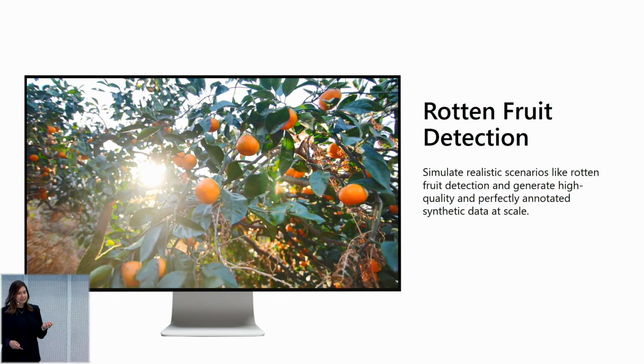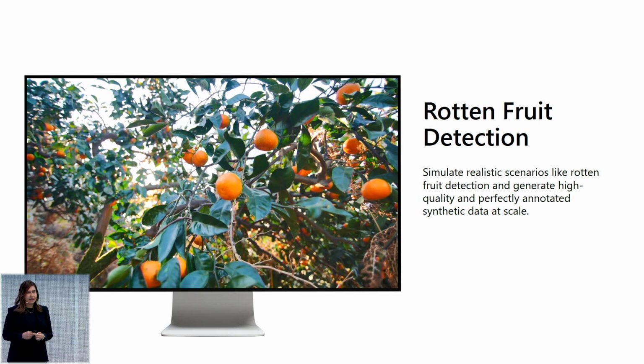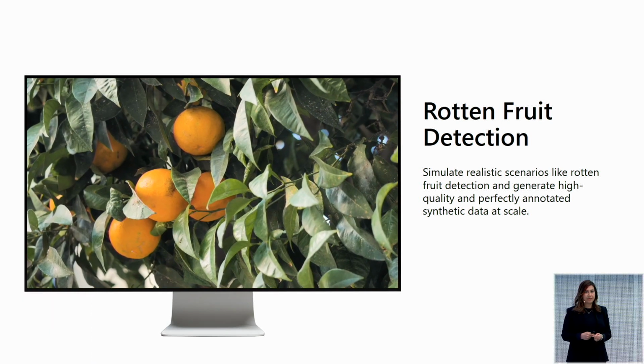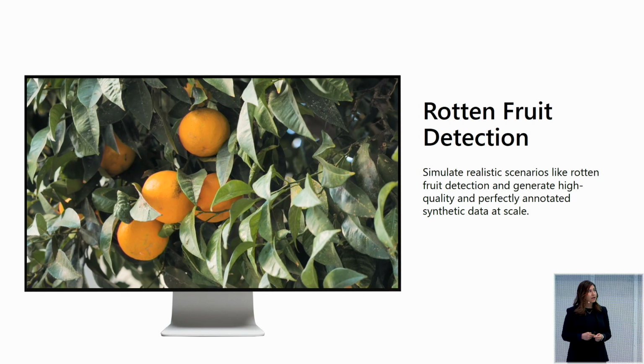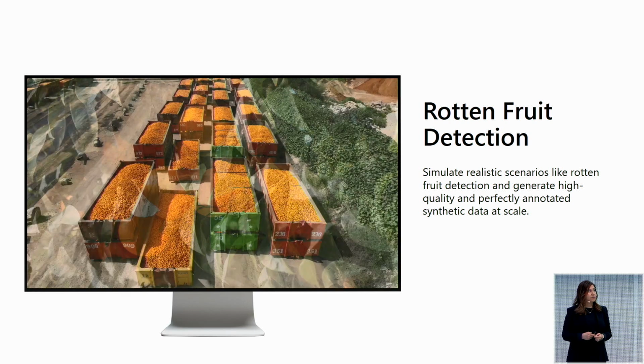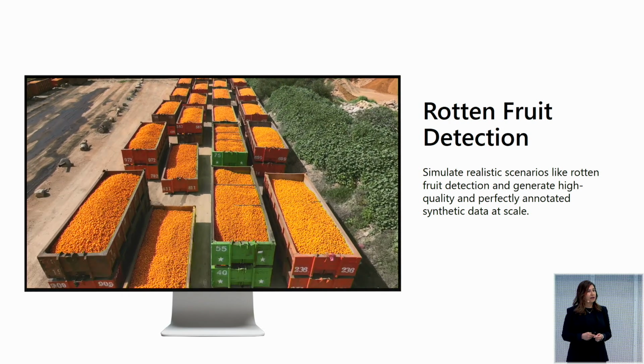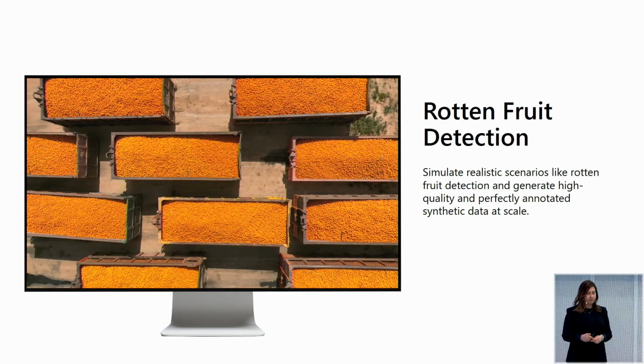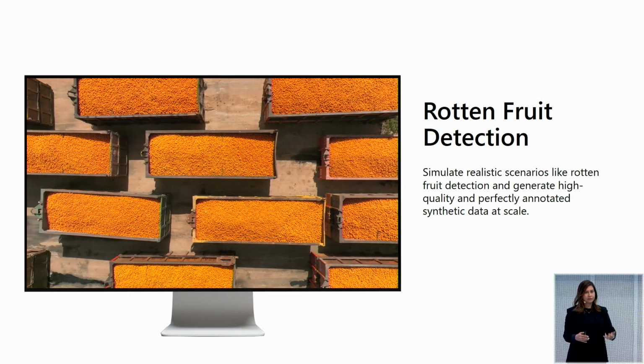And here is one example of how it's been used, for example, in agriculture. So in this use case, what we did is that we wanted to make sure that we can actually find rotten fruit.